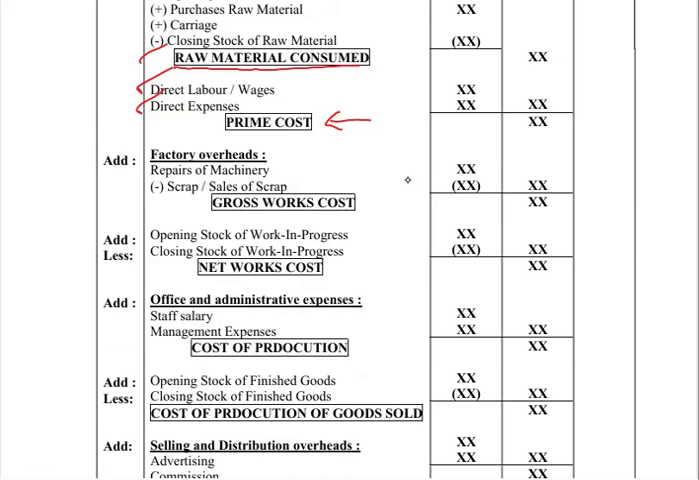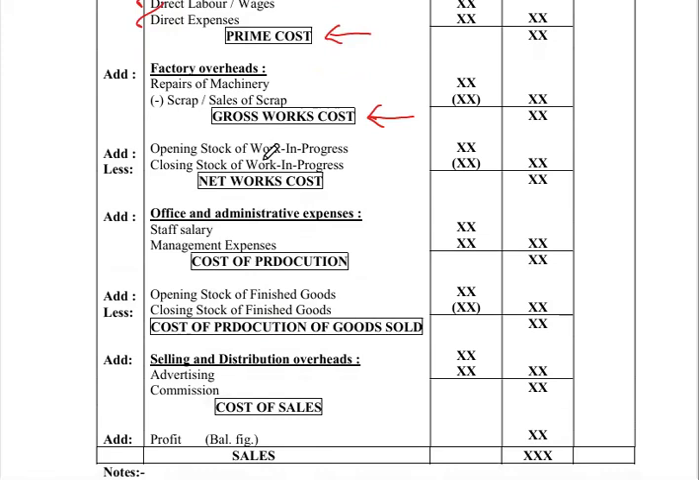The amount which we get after adding the factory overheads in prime cost is called gross work cost. In work cost, we will add the opening stock of WIP and deduct the closing stock of WIP. We will get net work cost. In net work cost, we will add office and administration overheads. Some examples of office overheads are given: salary to the staff, that is staff salary, and management expenses. This will give the cost of production.